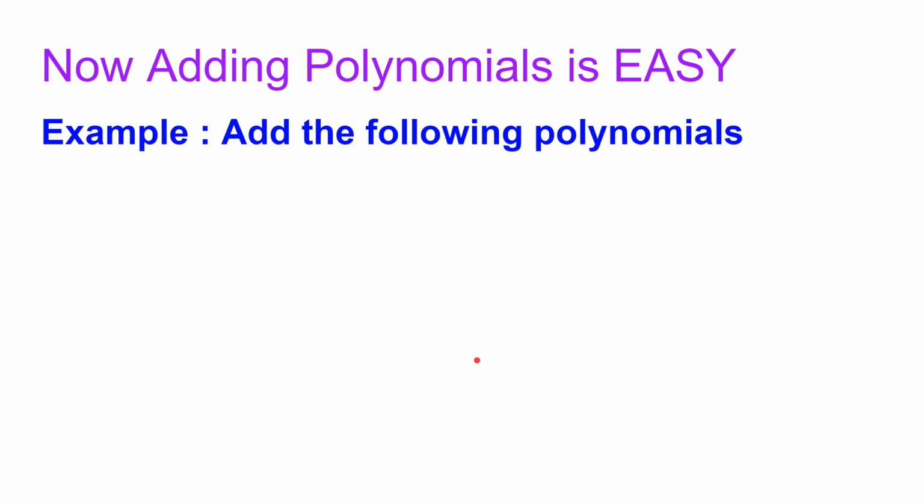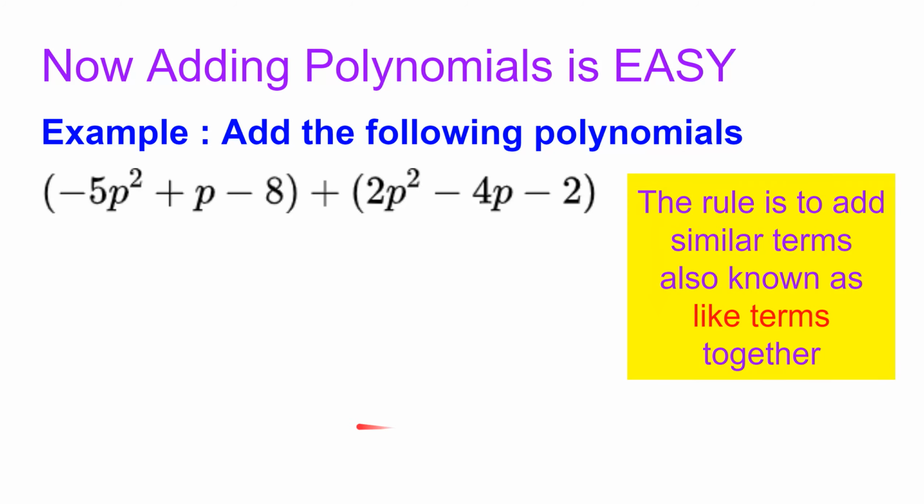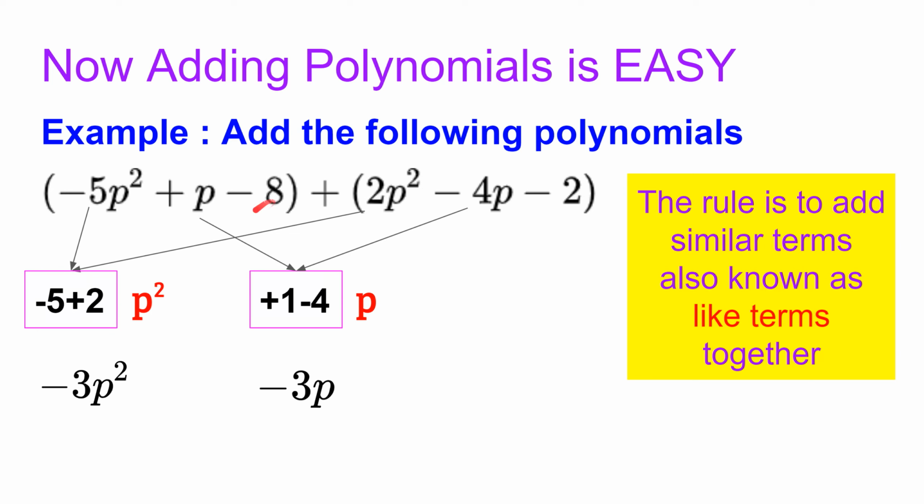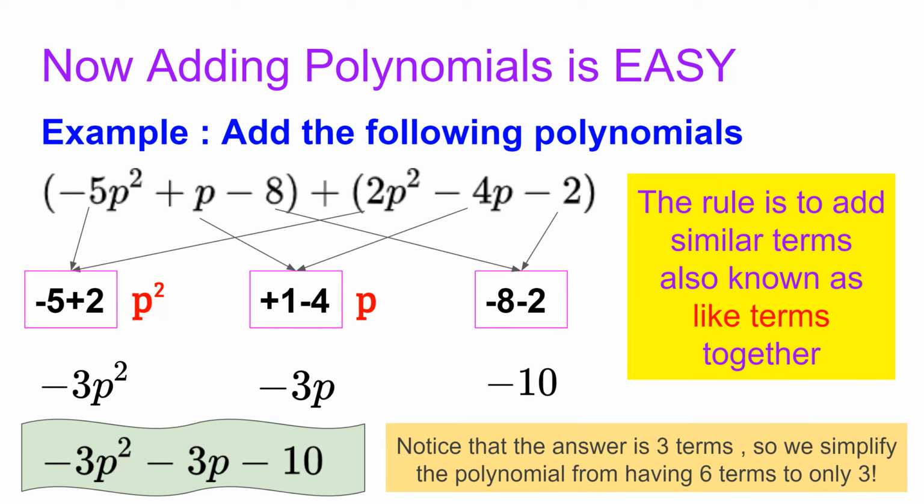Now adding, subtracting of polynomials is very easy. We just combine the like terms. Negative 5p squared, it's similar to 2p squared. So if you combine these together, you get a negative 3p squared. Same way goes with the p, a positive 1 and a minus 4p, that's a negative 3p. The negative 8 and a negative 2, they both have the same signs, so we combine them and we keep the sign of negative 10. And that's the answer of the polynomials addition. You notice how we were 6 terms, now we turn to be 3 terms only.